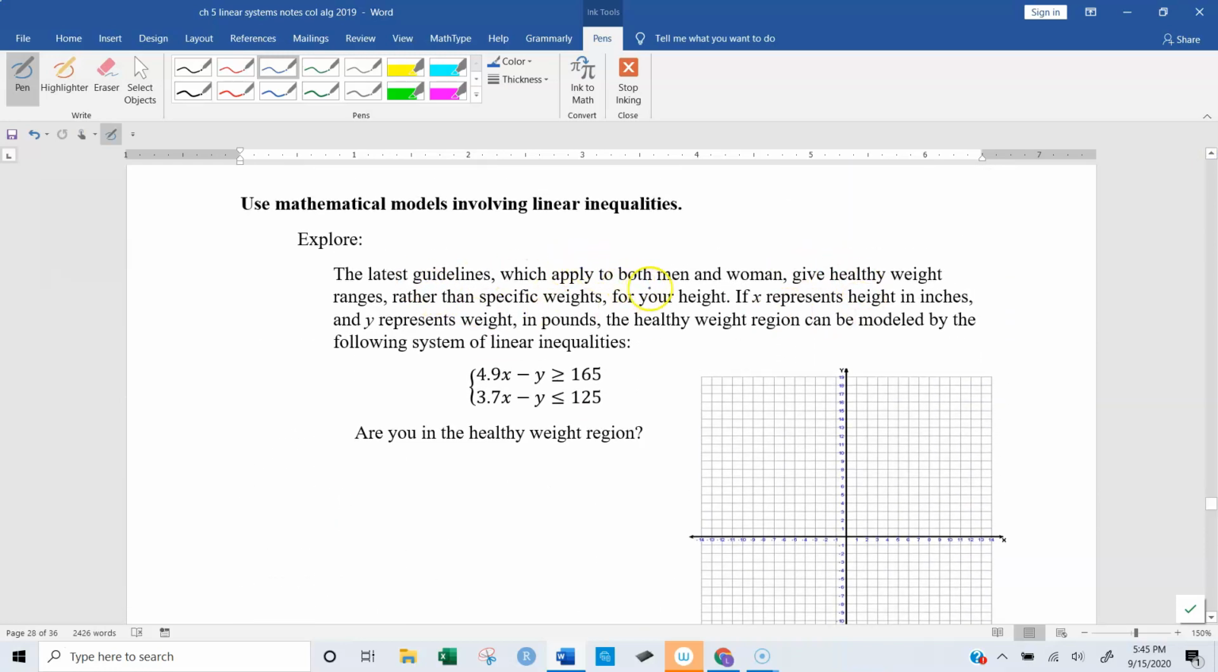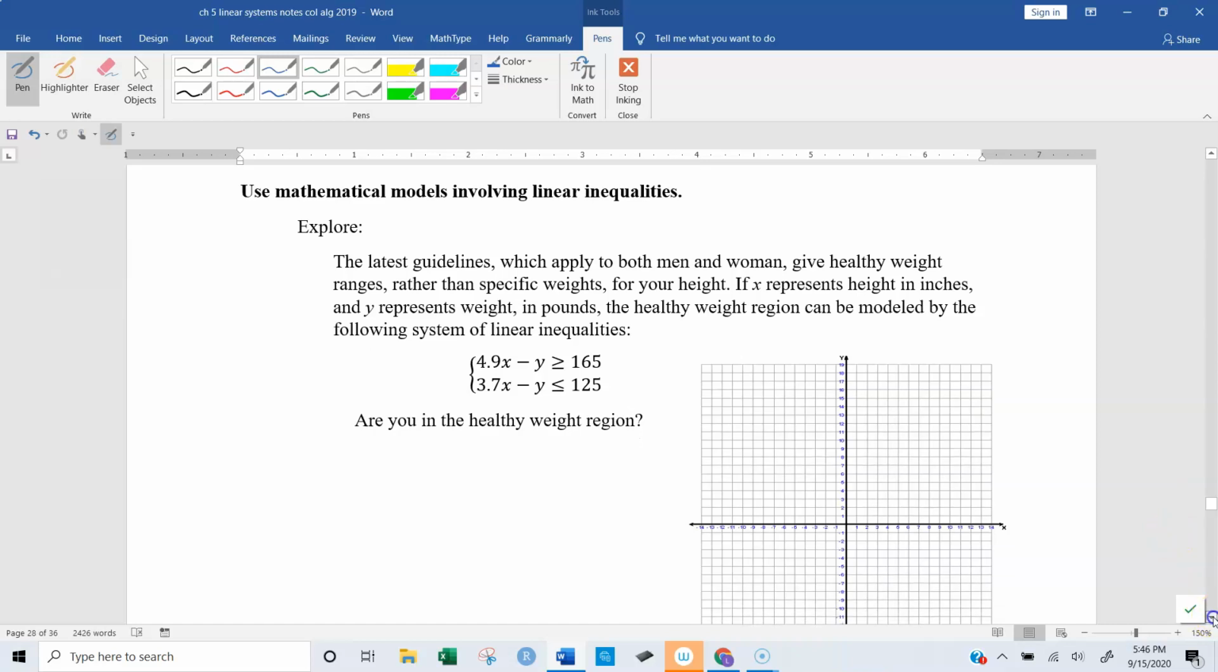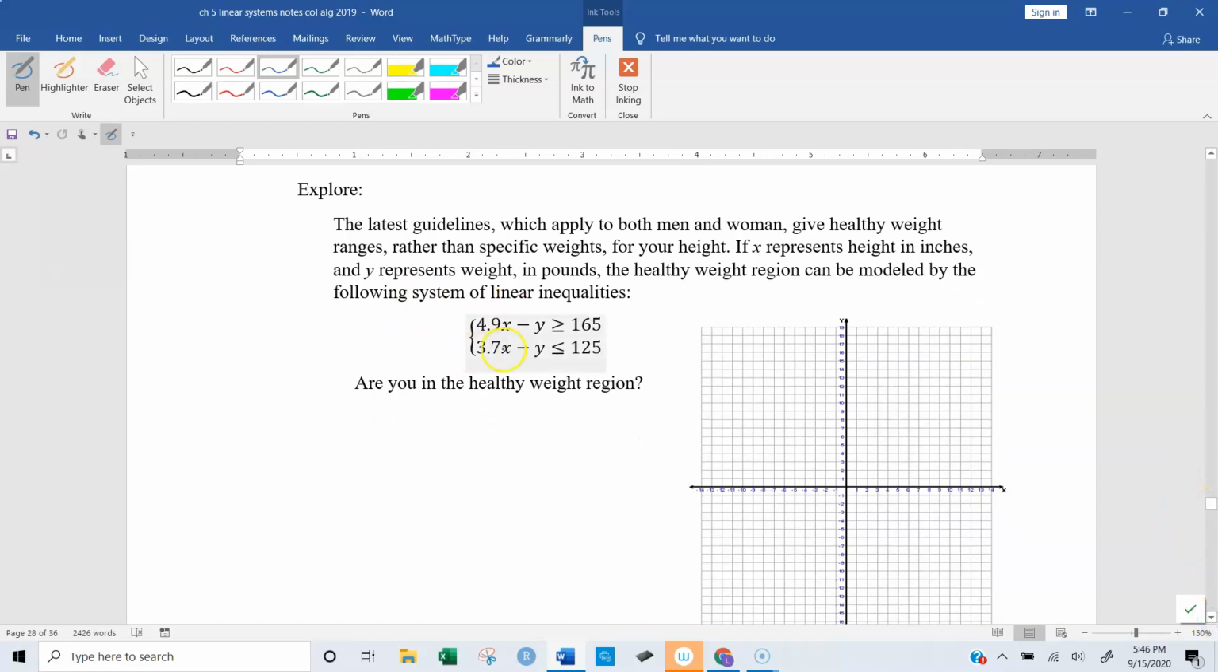Okay, which apply to both men and women, give healthy weight ranges rather than specific weights for your height. Now, if the X represents height in inches and Y is your weight in pounds, the healthy weight region can be modeled by the following system. So you need to plug this in. So we go here, and I'm gonna solve for Y, just because that's way easier than trying to divide by all this.